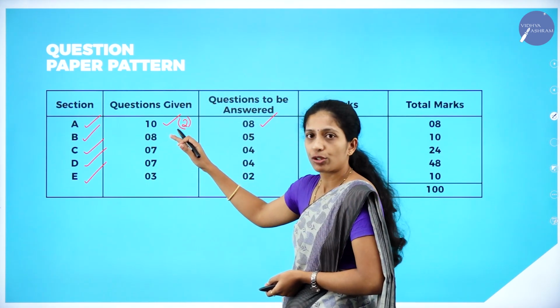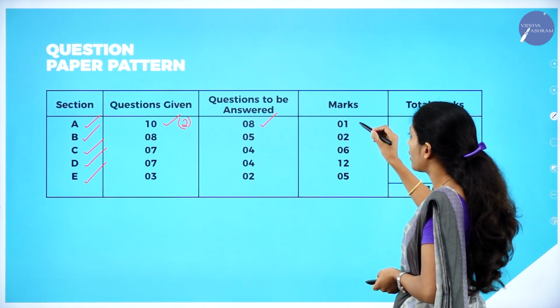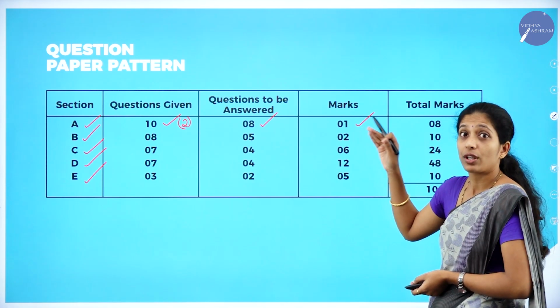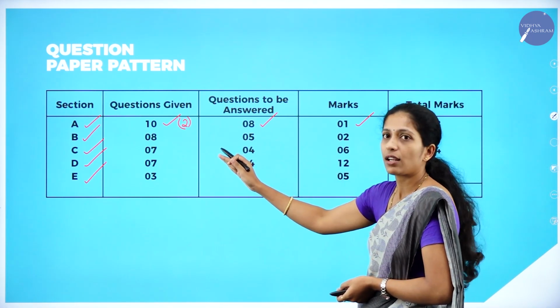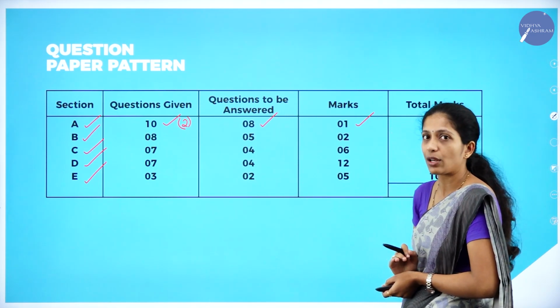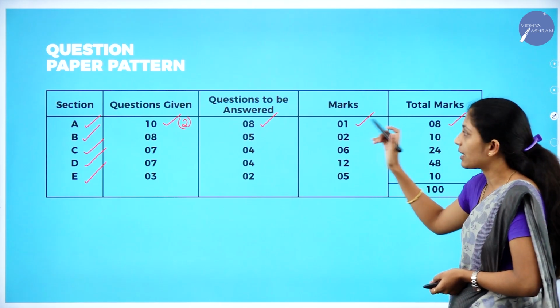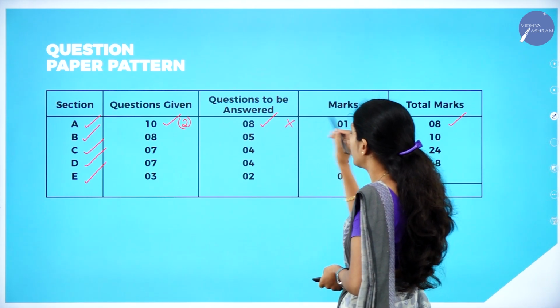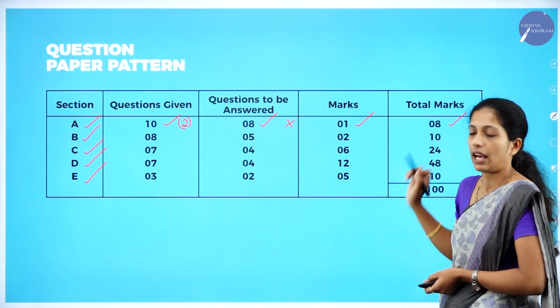So they will give you 10 questions, out of which you are going to answer only 8, which carry 1 mark each. So in your section A, this is for 1 mark. They will give you 10 questions. You have to answer 8 questions which carry 1 mark. So the total marks is 8 into 1. That is how much total you can expect from your section A: 8 marks.